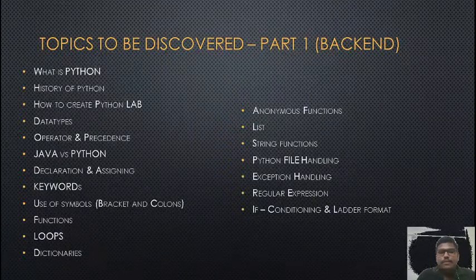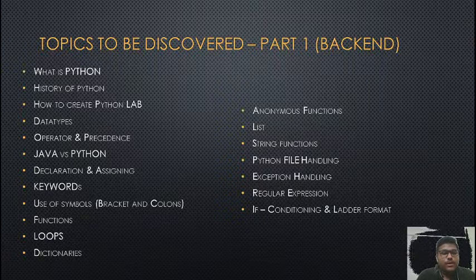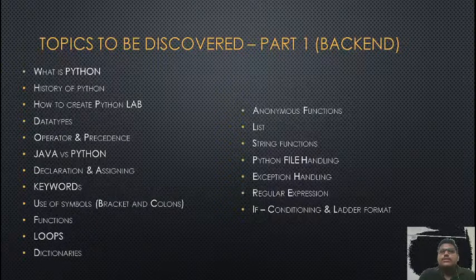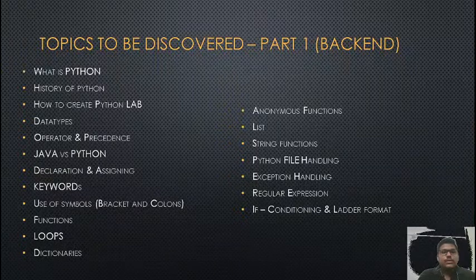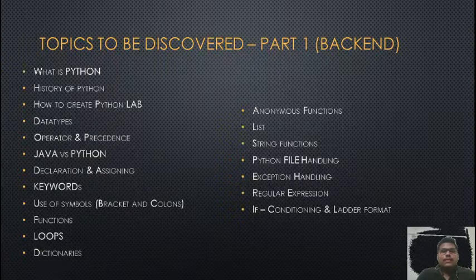This Python lab can be created not only using your desktop or laptop. I will also share the link with you on how you can create a Python lab using your mobile phone as well. We'll learn about data types, operators, precedence, and Java versus Python, a small comparison of how each works. We'll also see what the keywords are. Each and every programming language depends upon the keywords which we use. Then we have symbols like brackets and colons, and the importance they have. Then we have functions, loops, dictionaries.